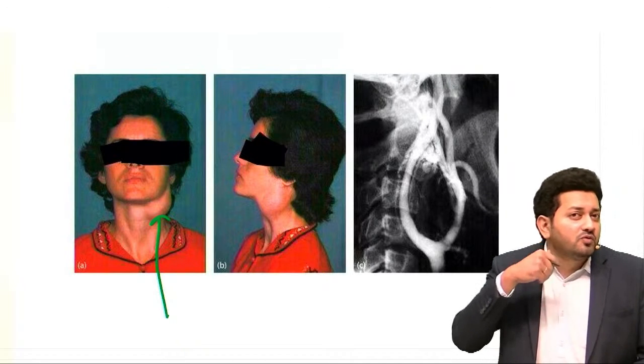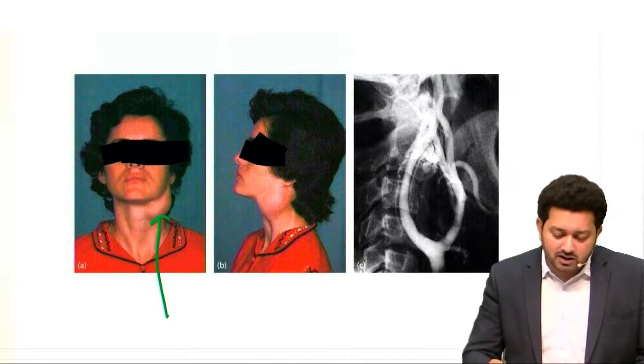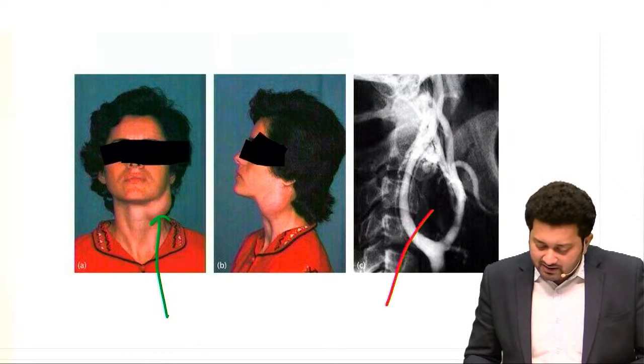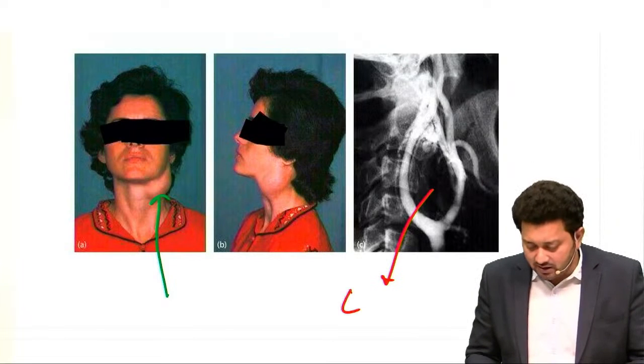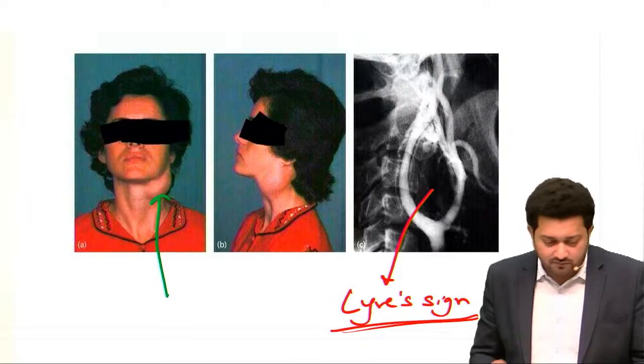This is the site of a carotid body tumor, side of the neck at the carotid bifurcation. If you try to move it horizontally, it will move, but not upside down. And this is the tumor, the splaying of the carotid vessels on angiography known as the Lyre sign. I am sure I have told you this Lyre sign.